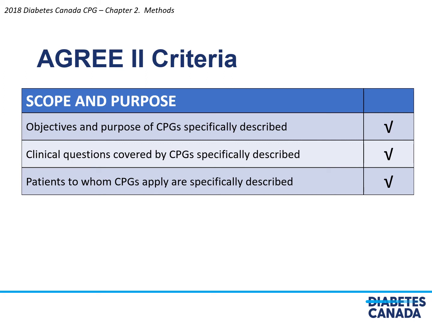Under scope and purpose, we tried to ensure that our objectives and the purpose of the clinical practice guidelines were specifically described. Clinical questions covered by clinical practice guidelines are specifically described. And finally, patients to whom the clinical practice guidelines apply are specifically described.